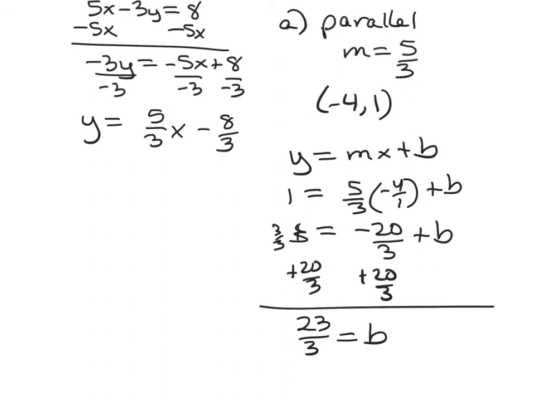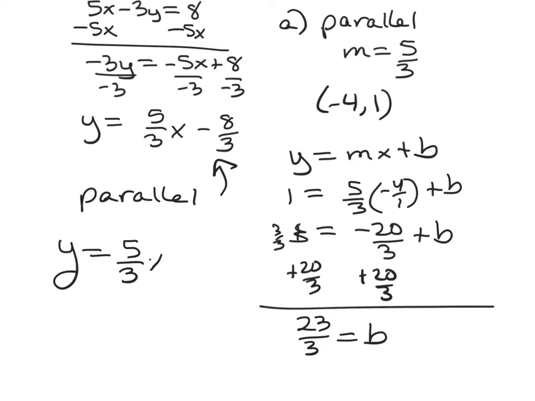So my equation that will be parallel to this one is going to be y equals, take the slope you got, 5/3, and now take the b you just got and put it back. For WebAssign, you can enter your answer as an improper fraction. For graphing purposes, you're going to need to know approximately where to put that y-intercept. But as far as typing in the equation, it can be improper. Okay, we're still not done. We still need to change this into the perpendicular line.